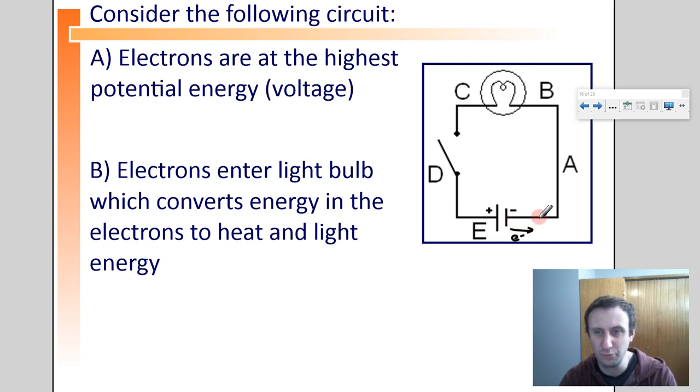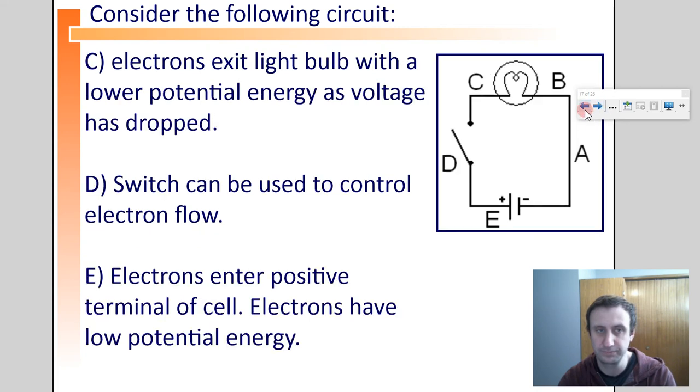As they move through the circuit, they're moving through the conductor here to here. They don't lose much energy through the wire, a teeny tiny amount due to friction, but very, very little. But as it enters the light bulb, electrons power the light bulb and they lose their energy to make light. So electrical energy gets converted to light energy from the light bulb, making this shine. So during this time, the electrons are losing their potential energy. Electrons exit the light bulb with a lower potential energy as voltage has dropped, so they're now leaving with low energy.